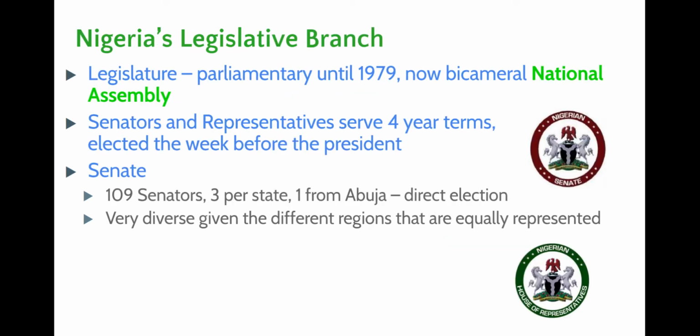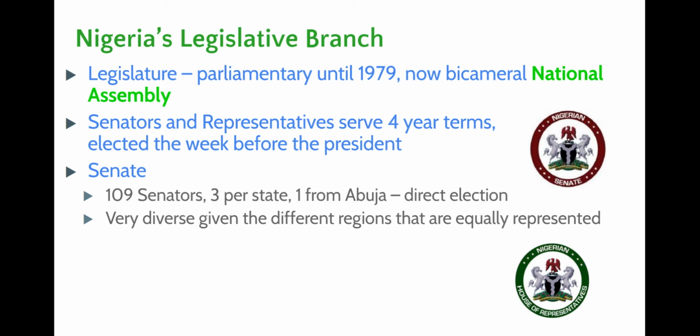All right, moving on to Nigeria. So like we said before, Nigeria was a parliamentary system until 1979. So they had a system of government that's going to closely resemble what we're going to talk about when we talk about the UK. But now they have a bicameral legislature, which in many ways is structured after the United States. So it's going to look a lot like the US.